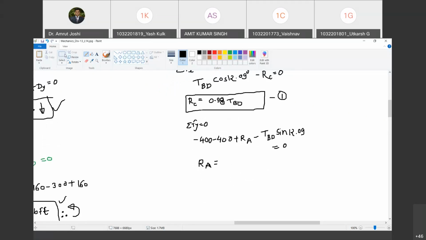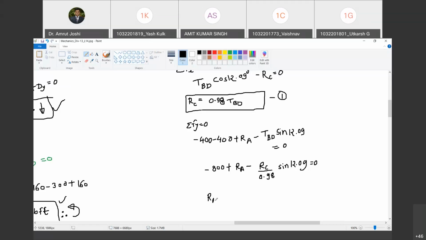What we are going to do here is express TBD in terms of RC. Are you with me? Okay. So I will get minus 800 plus RA minus, sorry, RC upon 0.98, multiplied by sine of 12.09. This must be equal to 0. Happy? Okay. So tell me what is the equation that we get?